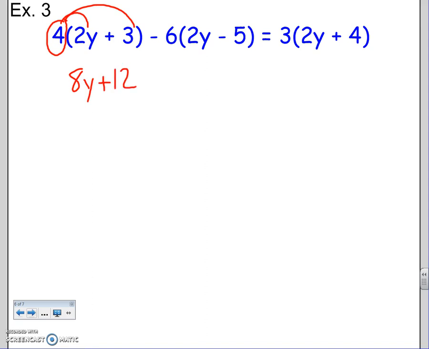Here's where a lot of kids mess up. When you distribute this next one, this is a negative 6. So make sure you keep that sign with it. So negative 6 times positive 2y is negative 12y. Negative 6 times negative 5 is positive 30.